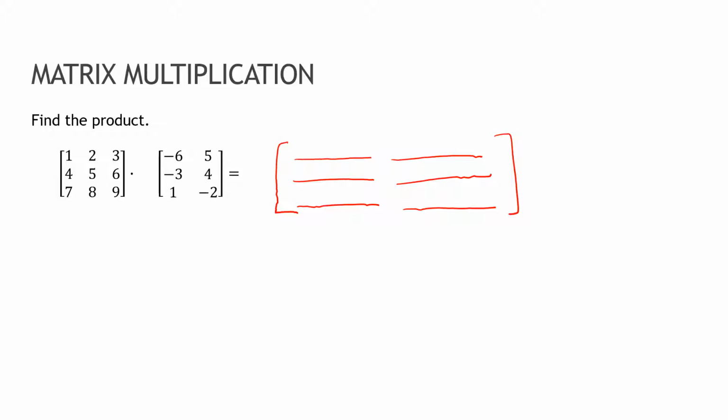So as you can see, I've left a little bit more room. I'm going to take 1, 2, 3 and write it this way instead. So this is going to be 1 times negative 6, and I'm just going to show that second matrix. So 1 times negative 6 is negative 6, plus 2 times negative 3 is negative 6, plus 3 times 1 is 3. My second space on my first row would be 1 times 5, which is 5, plus 2 times 4, which is 8, plus 3 times negative 2, which is negative 6.